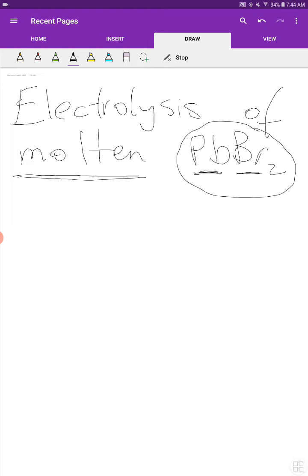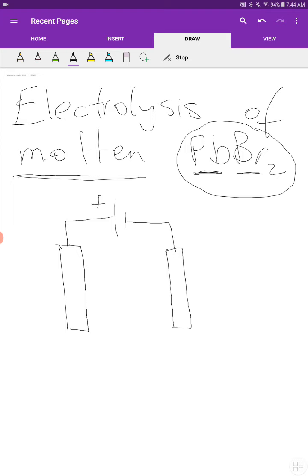So we're going to set up our electrolytic circuit. So we have our electrodes, our graphite electrodes. We have our power source. For those of you that don't know, the longer stick indicates that it is positive. That's a positive terminal. And the short stick indicates that that's the negative terminal. Okay?